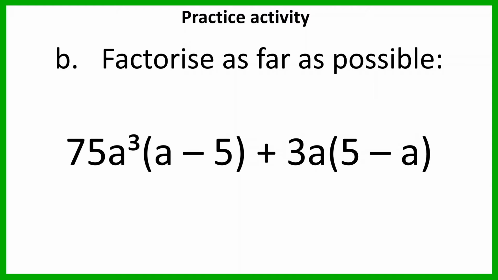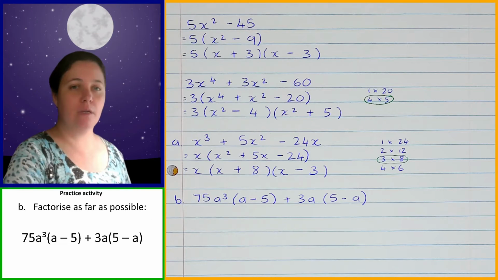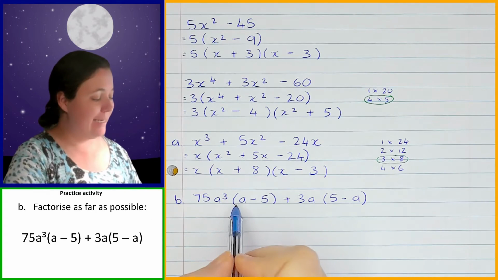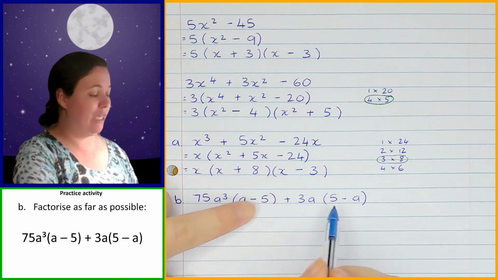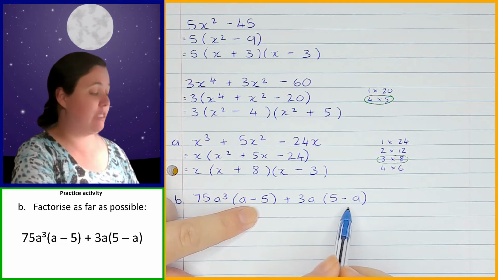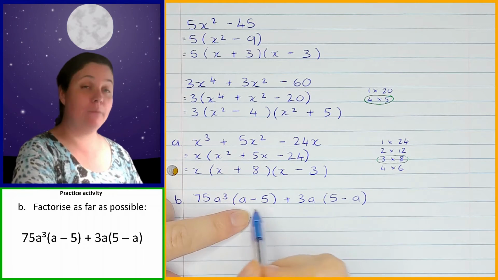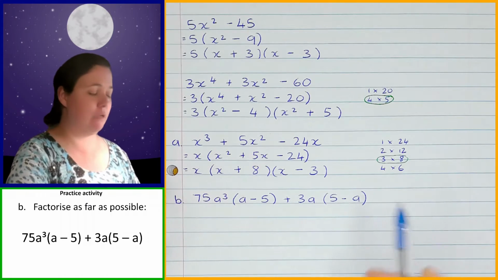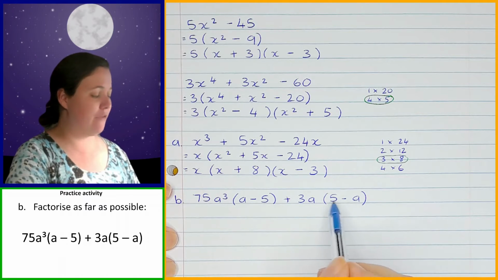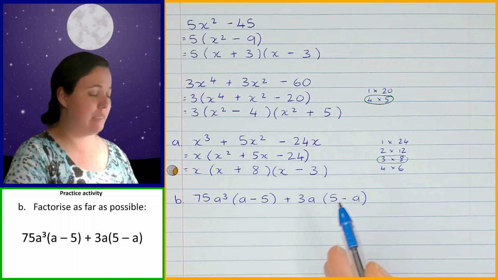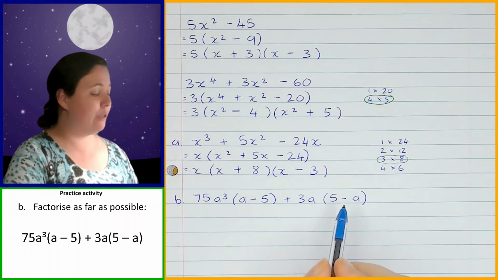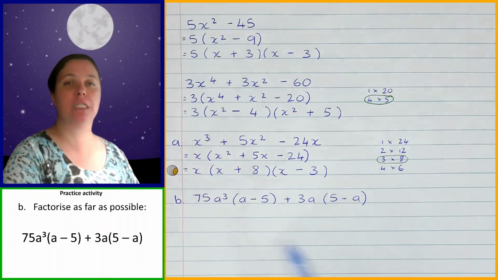Okay, so let's go through that example. First of all, I need to make sure that these two brackets are the same as each other. At the moment they're not the same, but they look very similar. I've got a minus 5 and 5 minus a. The a and the 5 look the same. They just switched around. But because it's a minus, I can't just swap them.